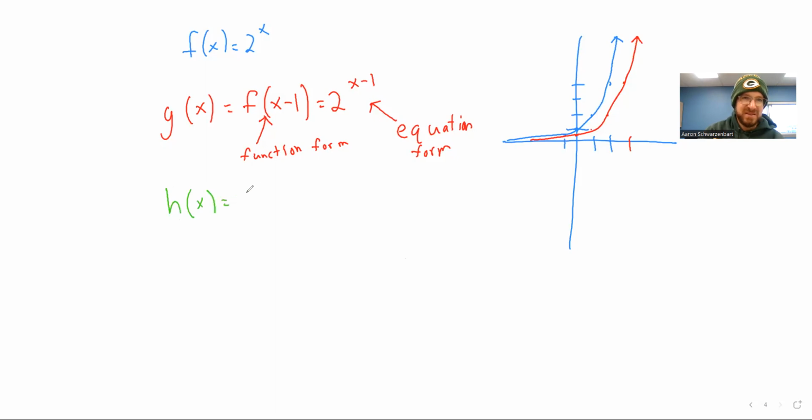h of x is f of negative x. That's 2 to the negative x. That means I have a reflection over the y-axis. I'm just going to take each point and reflect it across the y-axis.